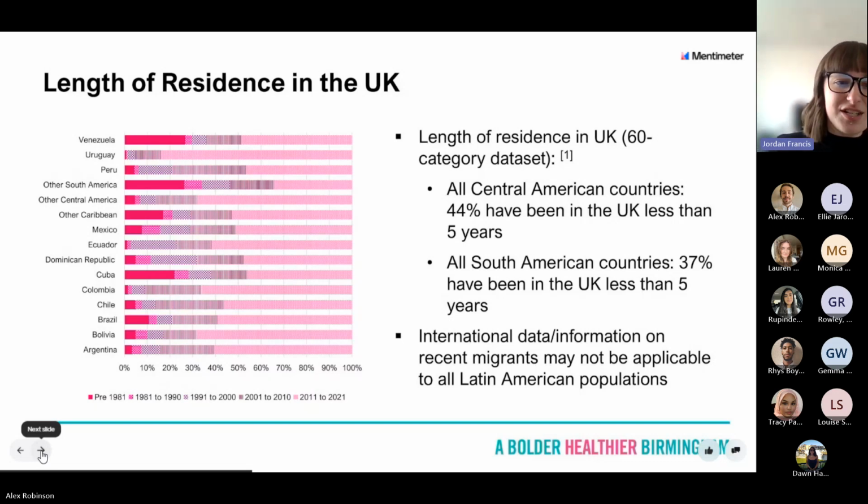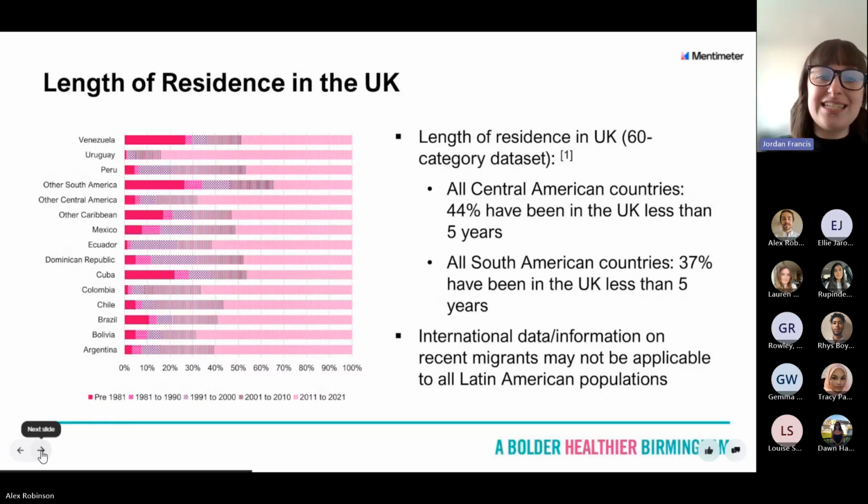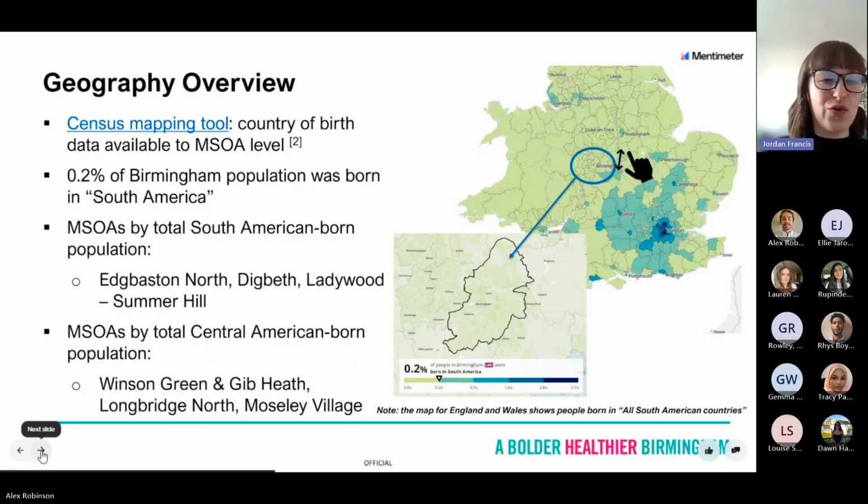Whereas, for example, populations in Uruguay, which we saw in Birmingham, was one of our largest population groups, almost 80% have been in the UK or have migrated to the UK within the last 10 years. So the international migrant data is maybe going to be slightly more applicable here than it will be for other Latin American populations. In terms of geography, the census mapping tool is a really useful tool to look at populations in a more visual way. If you've not used it currently, I would highly recommend having a little play around. It's a great way to quickly get visual data, but again, it does have some limitations.